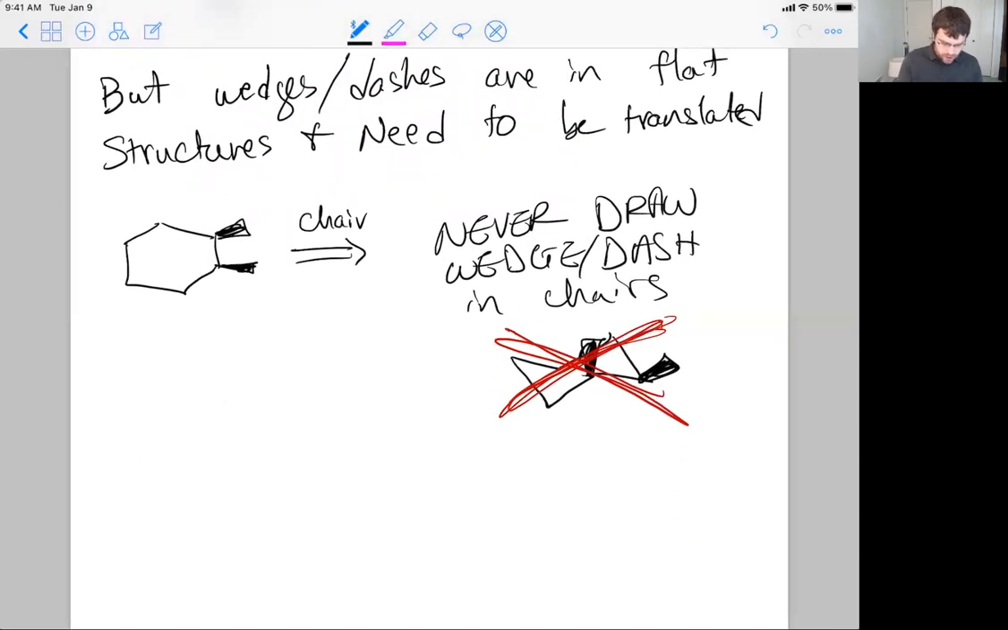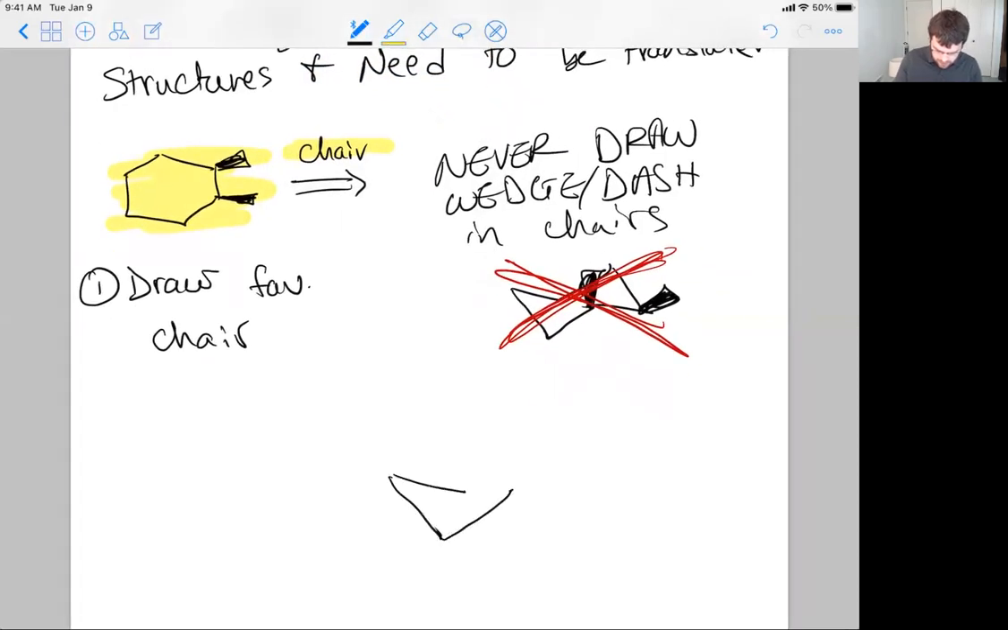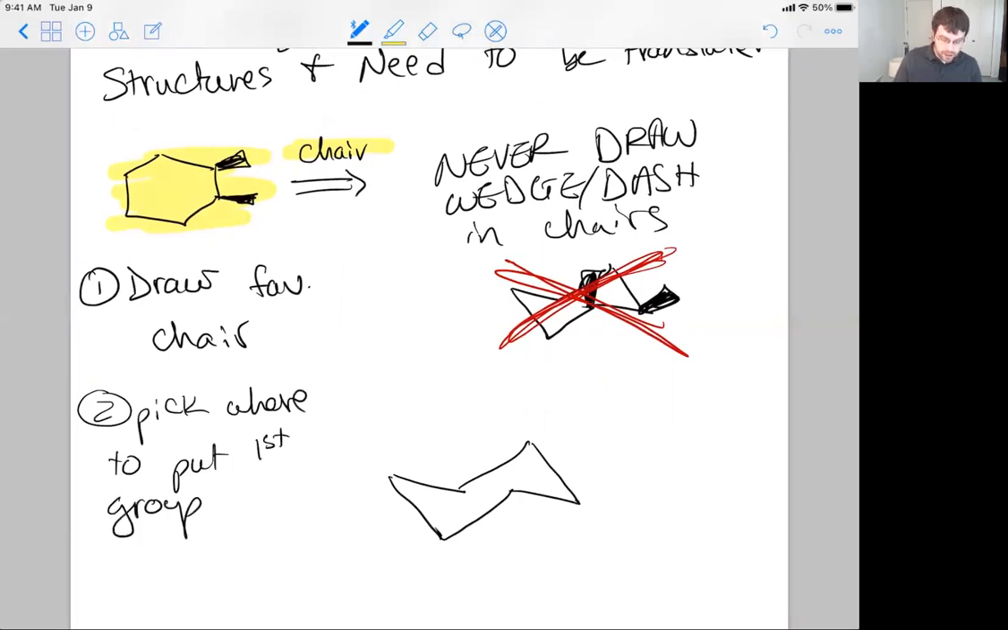Okay, so what I want to do is consider what this molecule would look like as a chair structure. So let's do that. Number 1, draw our favorite chair. Let's go ahead and do that. We're going to pick where to put the first group. Now here's what I do, and I really like it, is I'm going to have a little shape, maybe a star on my first group. So there's the original hexagon structure that I added a star to. I usually pick the left hand or right hand most carbon, and I find myself picking the right hand most carbon. Either one is fine. They're both effective.